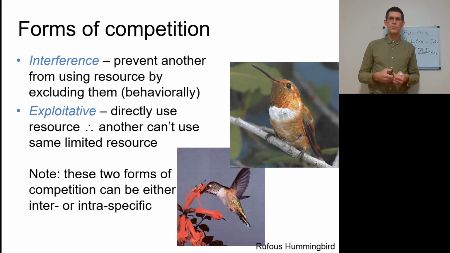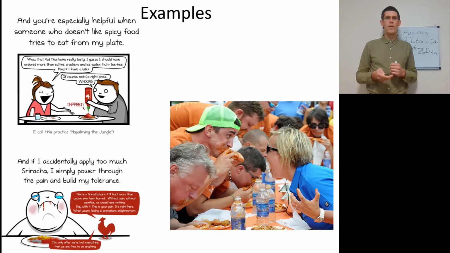So that's you directly using the resource, therefore another can't use the same amount. Here's another example of exploitative versus interference competition. I'm going to go back to an example with my roommate, because as I was learning this, it was a direct application at home. I would make a week's worth of ziti, and that was all I could eat. That's my dinner, it's right there.